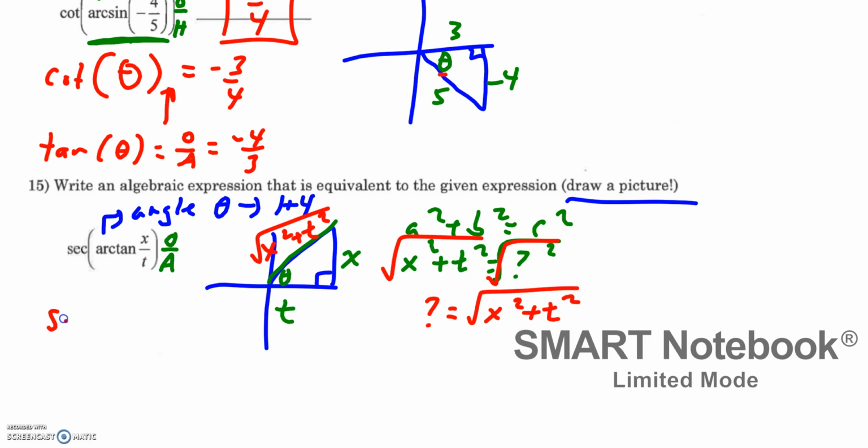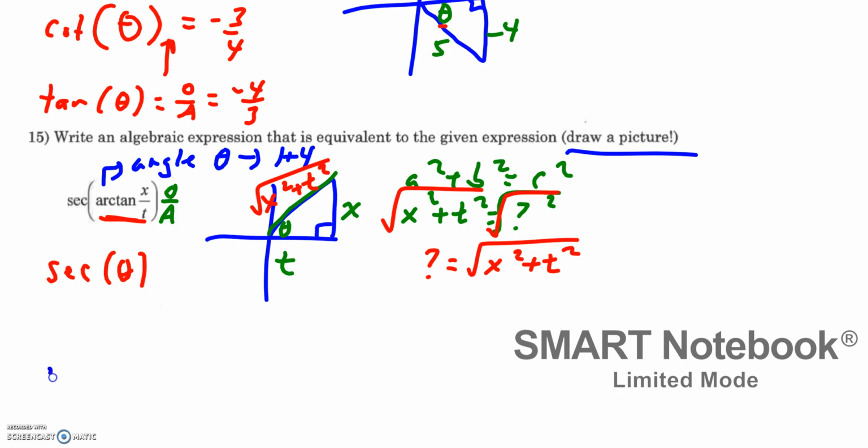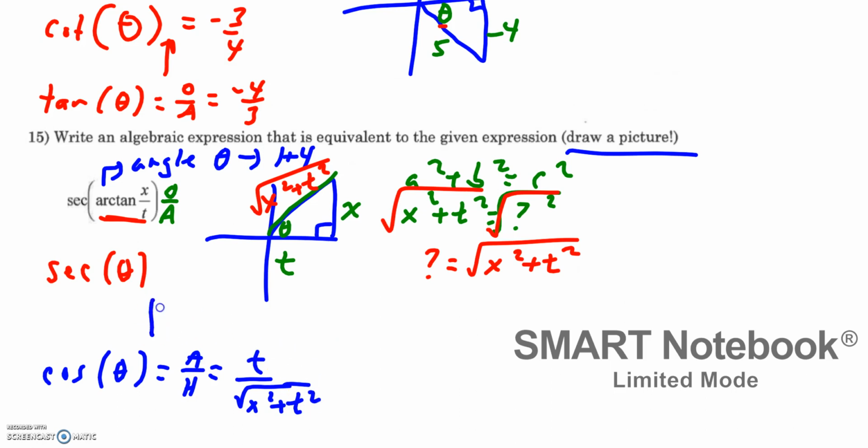But remember, what we're really trying to find in the end is the secant of my angle, theta. And now that I have this triangle with theta here, I can find what secant is. Secant is the reciprocal of cosine. So cosine of theta is adjacent over hypotenuse, which in this case would be t over the square root of x squared plus t squared. This isn't the answer because I need to find the reciprocal. However, if this was the answer, remember in class I mentioned that you do not need to rationalize this. Mr. McCone and I are just worried about can you draw the triangle and get to this.